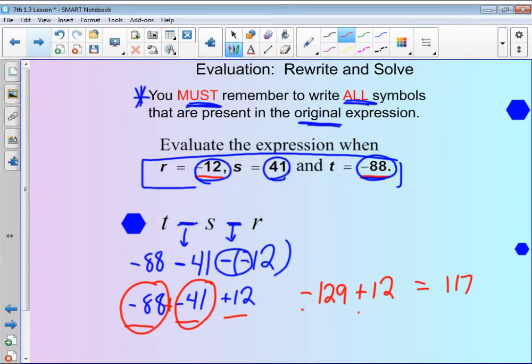Now I have to decide if it's positive or negative. Look at your digits here in your original. Which is bigger, 129 or 12? Well, 129 had a negative sign, so it's a negative answer. Negative 117 is what you should have gotten for that one.